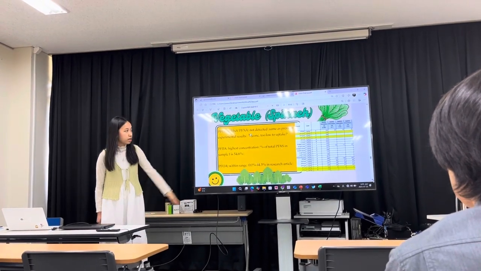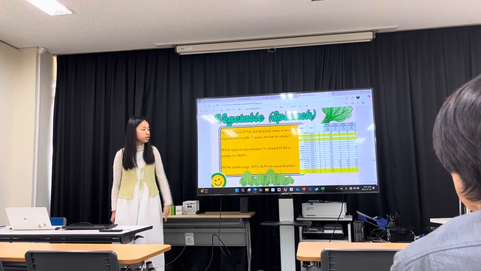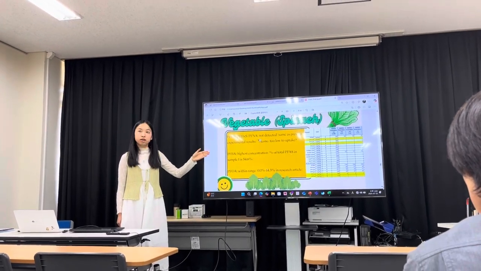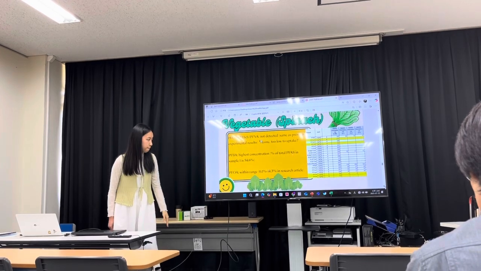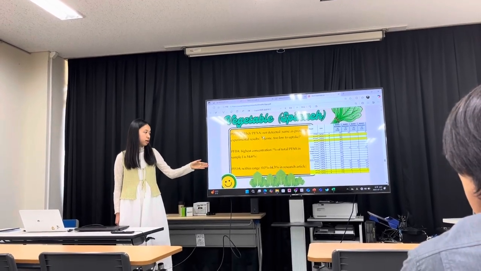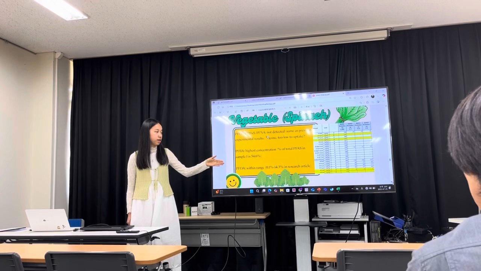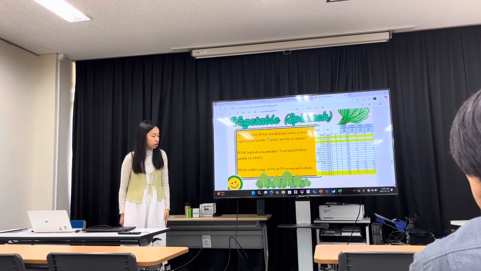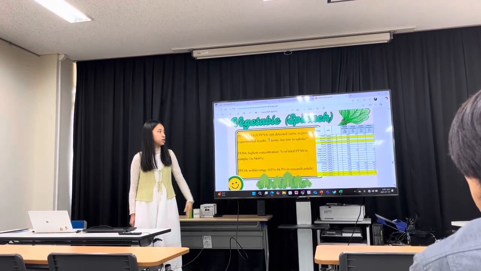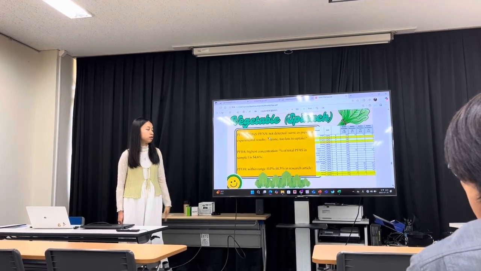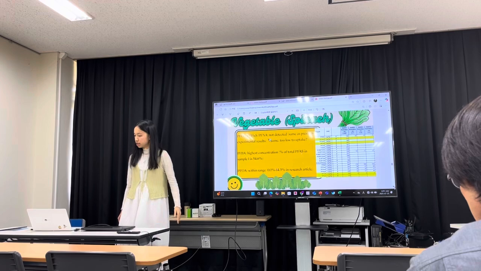And by calculating using sample 1, we can know that the percentage of total PFAS in sample 1 is 54.6%. For PFOA, it is within the range 0.1 to 14.3% in the research article. So these are the compounds mentioned in the article, so I take this one out to talk about it.